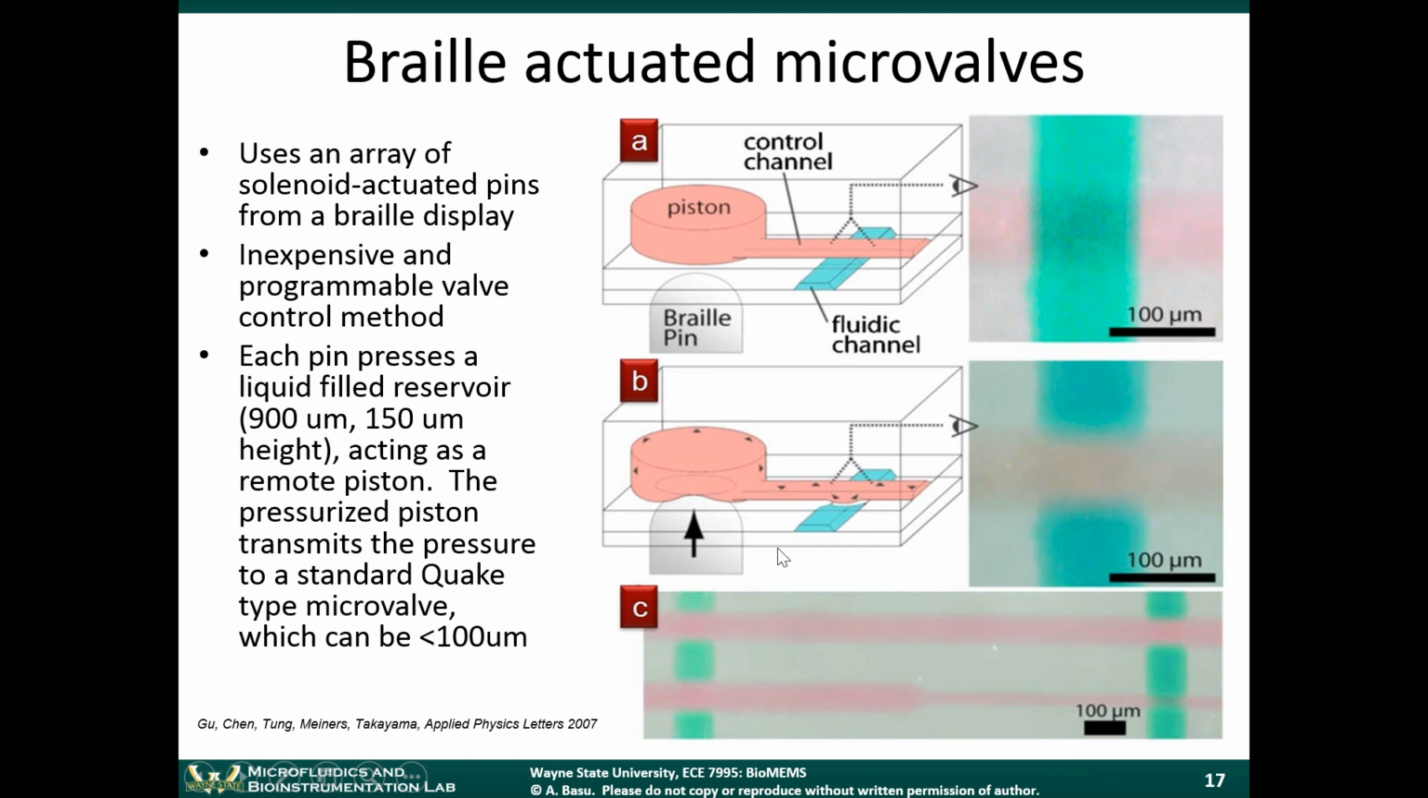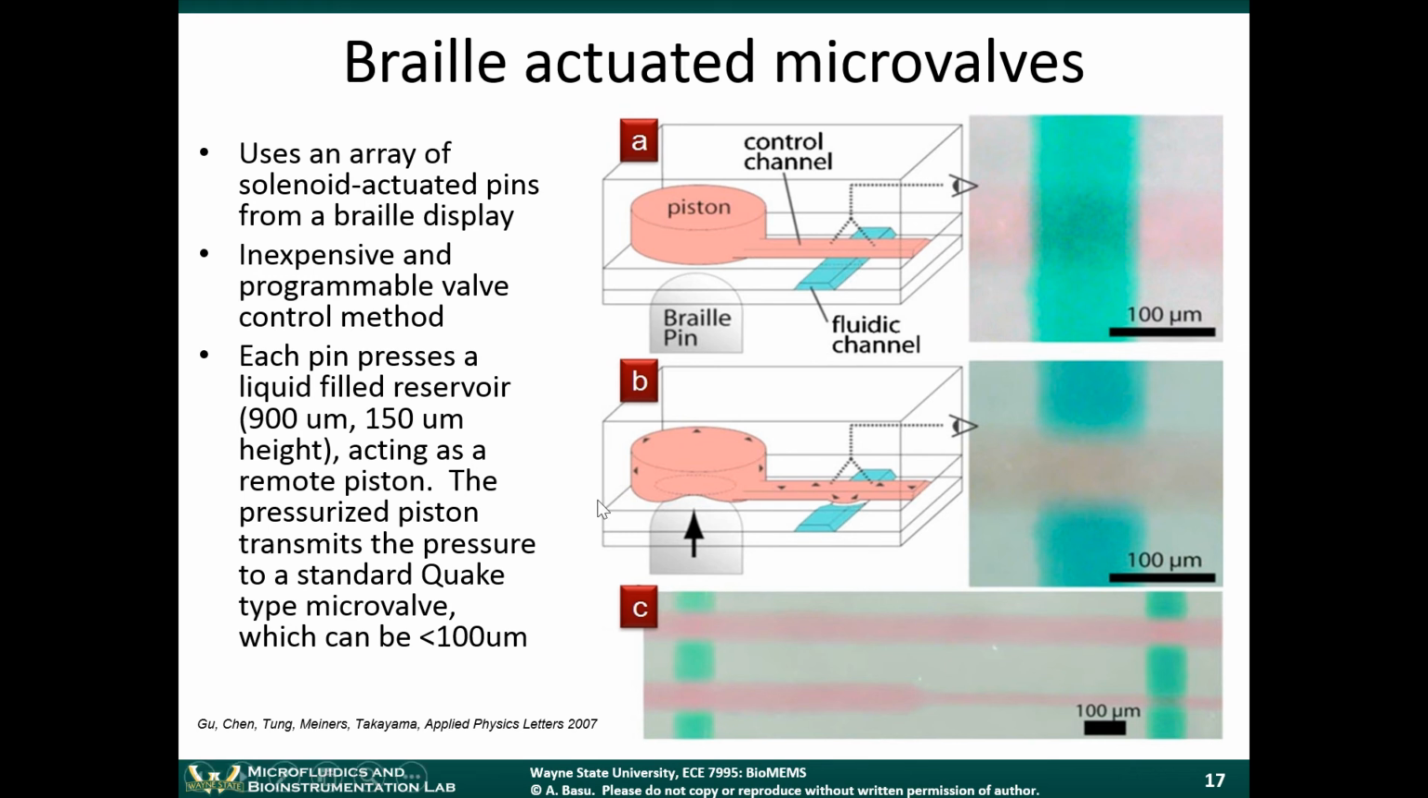So this red layer is sort of like the control layer, except instead of being controlled by gas, it's filled with liquid, and it's being actuated by this Braille pin. When this thing goes up, this portion of the channel pushes down, and the channel is blocked. So it's basically a different way of providing this control layer.